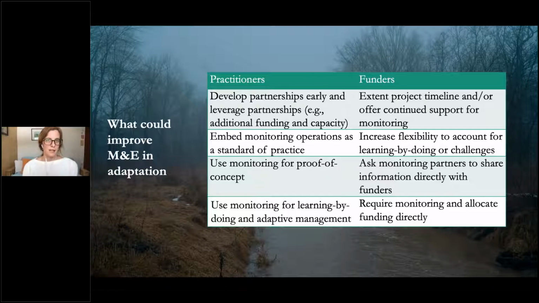So oftentimes projects that faced challenges in their monitoring were associated with changes in weather conditions or climate locally, like flooding or delays in getting to their sites. So having a more flexible plan that can accommodate for those challenges would be helpful. Asking monitoring partners to share information directly with funders so that there's a really clear line between the partners and the granting organization or the funder. And lastly, having funders require monitoring and actually allocating funding directly to that.